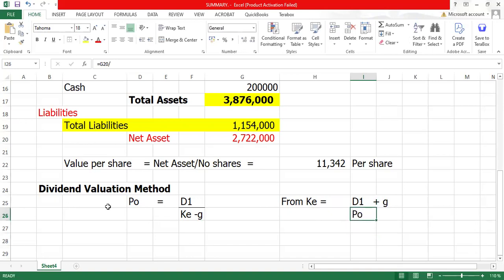You'll be looking for this one. If you rearrange this formula, you get this one. Okay. So are we given D1? D1 is dividend that is yet to be paid.